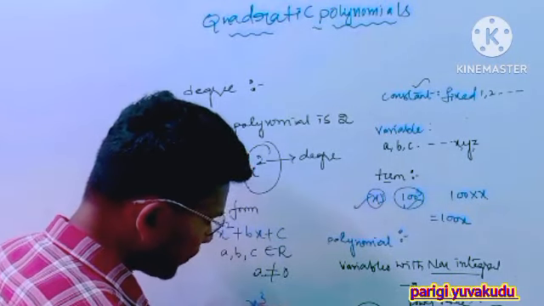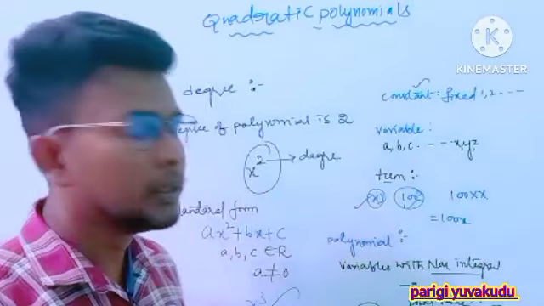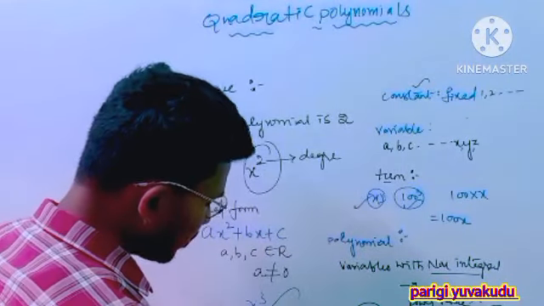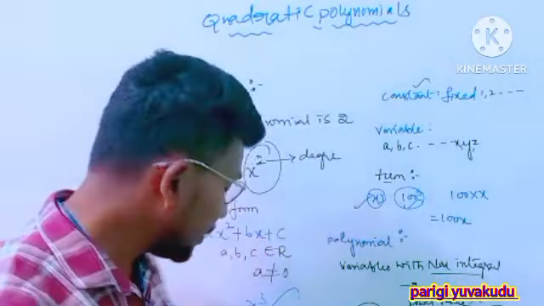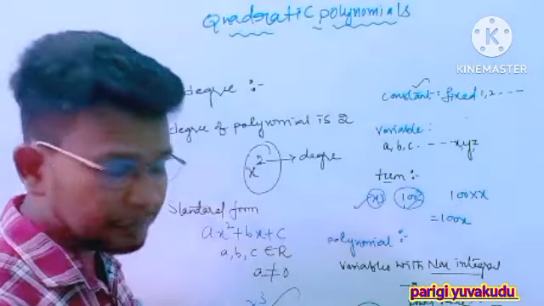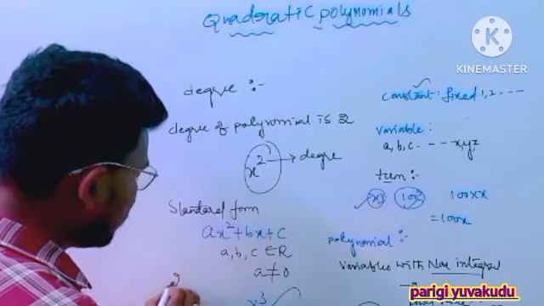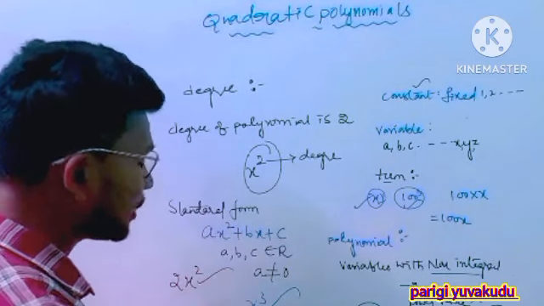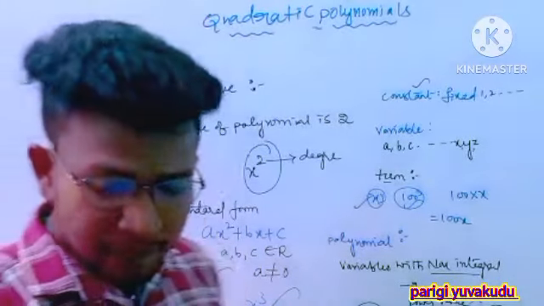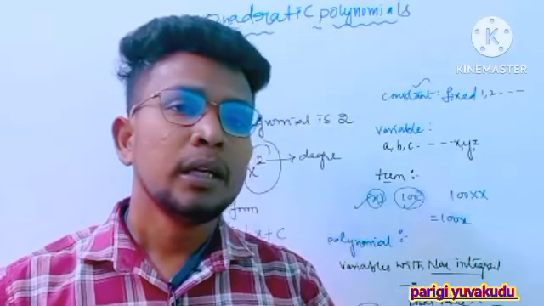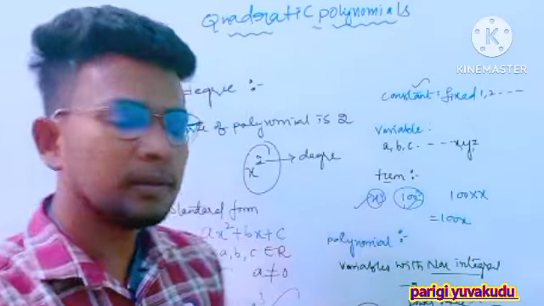Now x cube. This is also a polynomial, but this is not a quadratic polynomial. Why? Because the power is 3. Now 2x. Is 2x a quadratic polynomial? No, 2x is not a quadratic polynomial. Why? Because the power value is 1 here. Now, see 2x power 2. This is a quadratic polynomial. Why? Because the degree is 2 here. These terms we are calling quadratic polynomials.